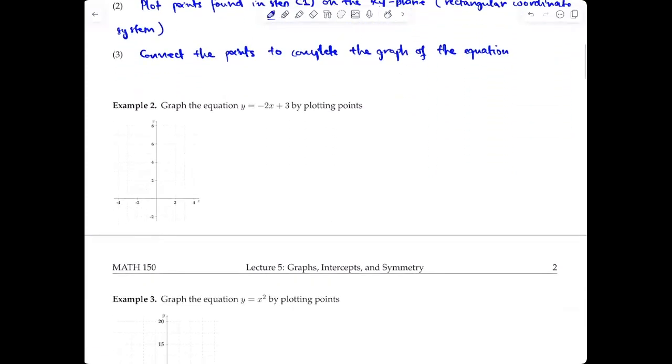We want to graph this equation y equals negative 2x plus 3 by plotting points. So this is an equation of a line. In lecture 6, we will spend more time on the equation of a line, but for now, we set up a few points, plot the points on the coordinate system, and then connect the points to see that this given equation is in fact a line.